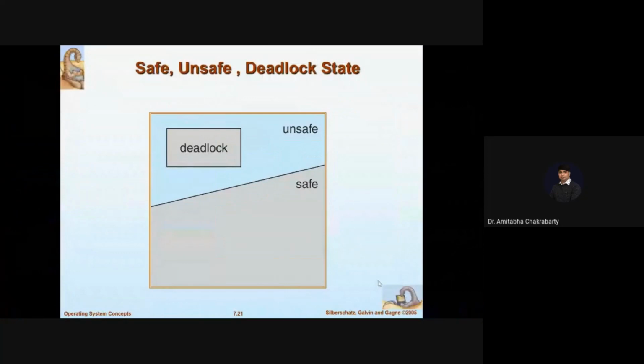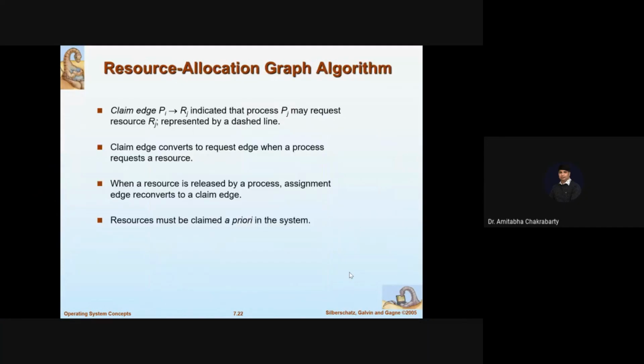So in the unsafe state, we can have deadlock. At the same time, we may not have deadlock. It depends on the request coming from the processes. Now, the first thing that we analyze to see whether there is a deadlock or not is the resource allocation graph.